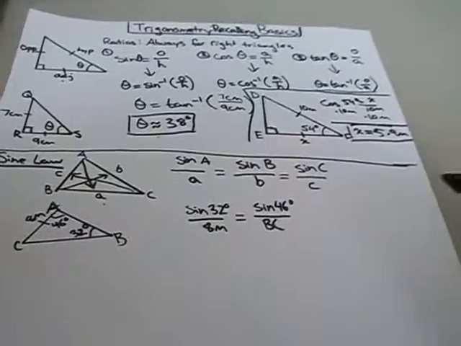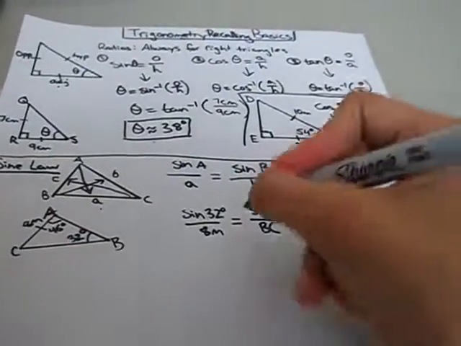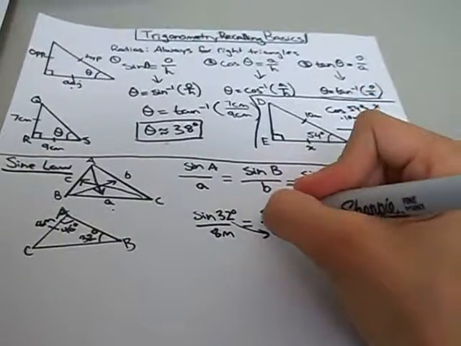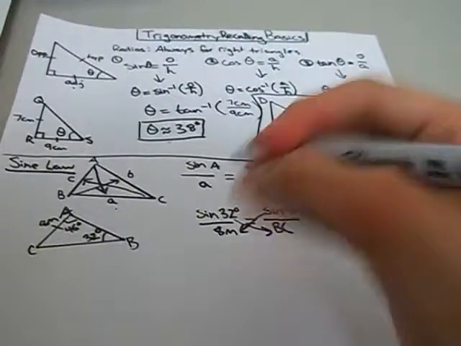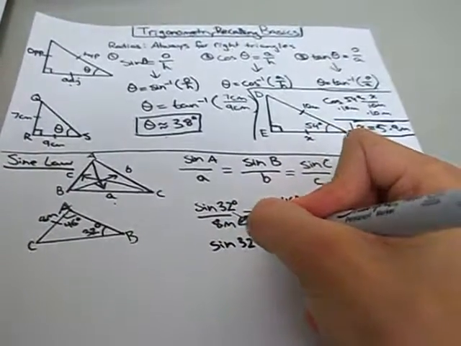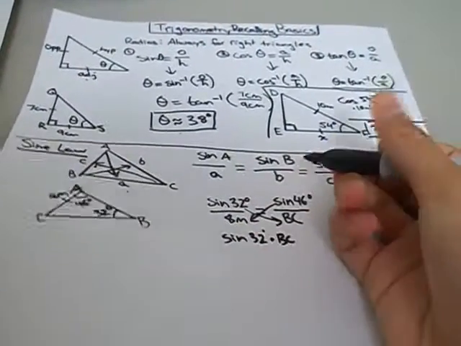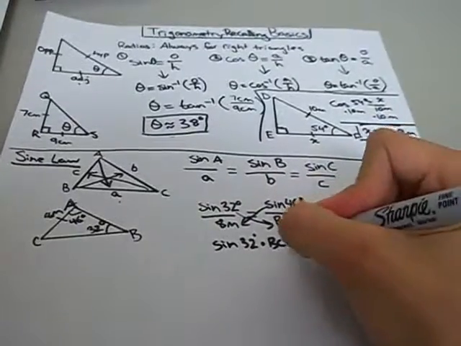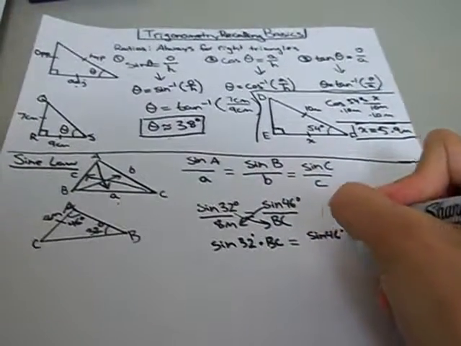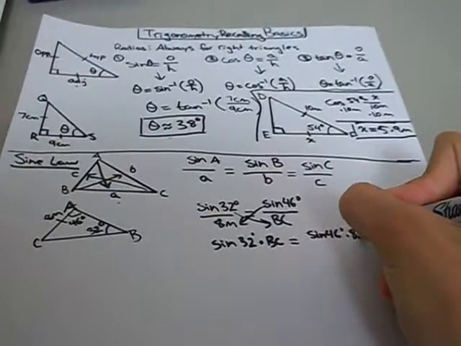I'm going to solve this using the cross multiplication rule. So I'm going to multiply sine of 32 with BC and sine of 46 with 8 meters. So let me just write that down. Sine of 32 degrees times BC is equal to sine of 46 times 8 meters.